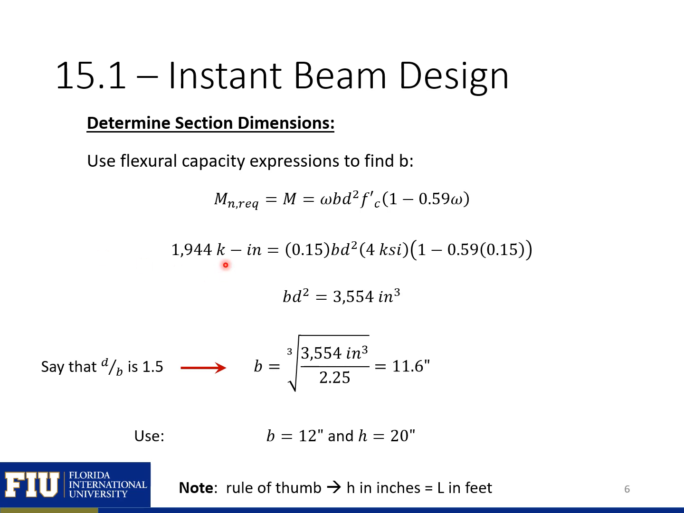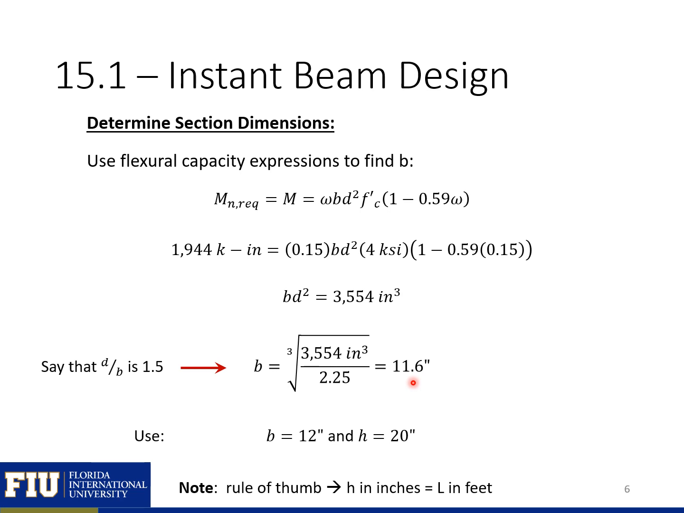We can set our MN required that we found on the previous slide equal to the moment capacity expression that was shown on the previous slide in terms of omega, and plug in our known values for omega, f'c, and omega here, and see that we need b d squared equal to about 3,554 inches to the third. We can say that the ratio of d over b is about 1.5. So we can calculate our b equal to 11.6.